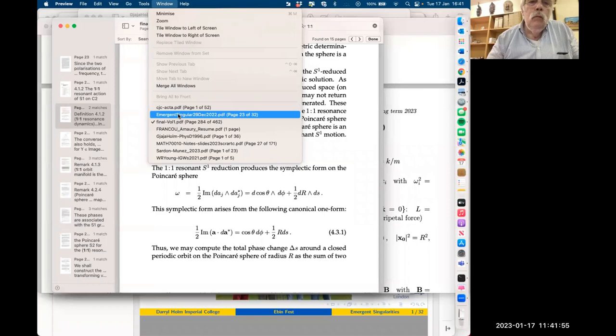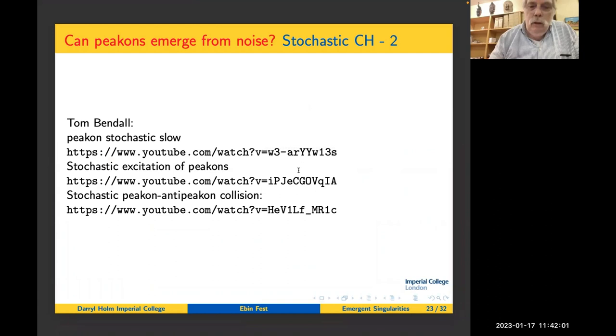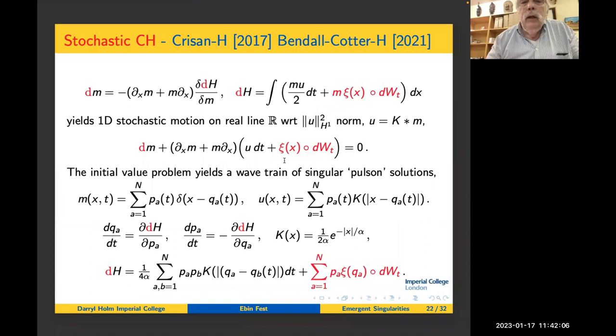Yeah, the stochastic excitation of pecans. Okay, so I have to tell you a little bit about the C's here. So we put in these amplitudes that depend on X, and over the domain you have three little sine waves for the amplitude of the noise.